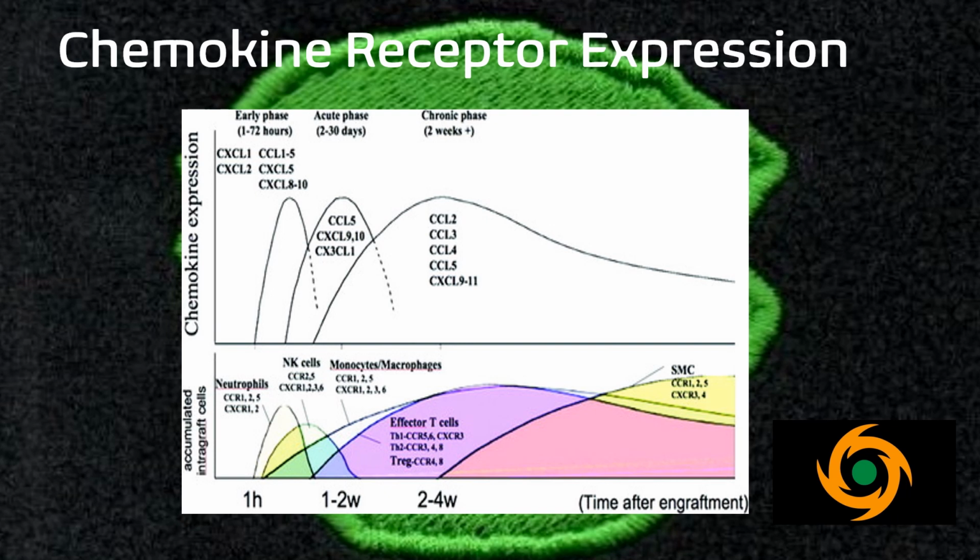CCL1 to CCL5 are pretty much involved across the different phases: the early phase, the acute phase, and the chronic phase.